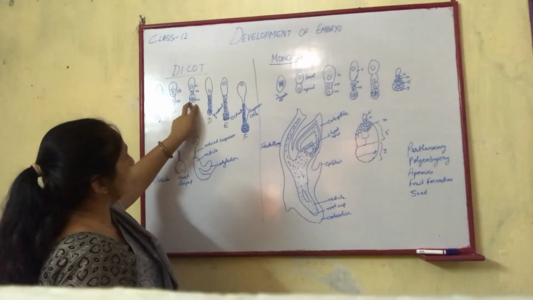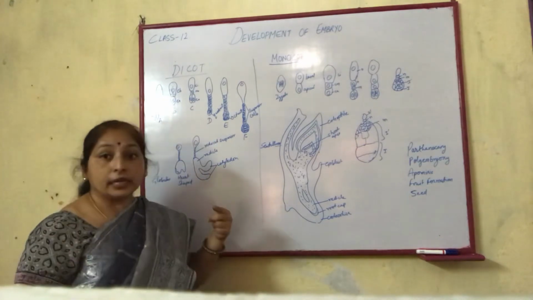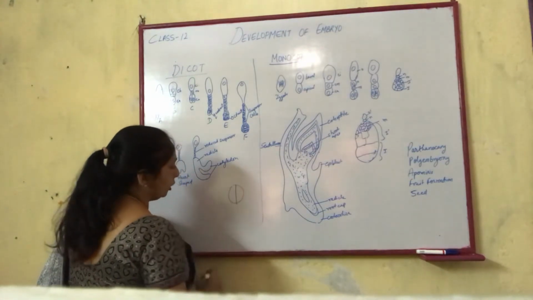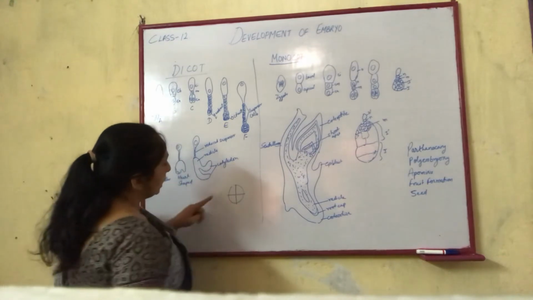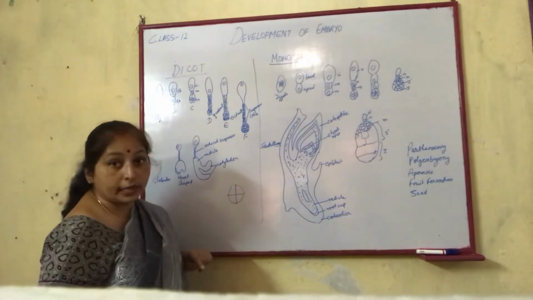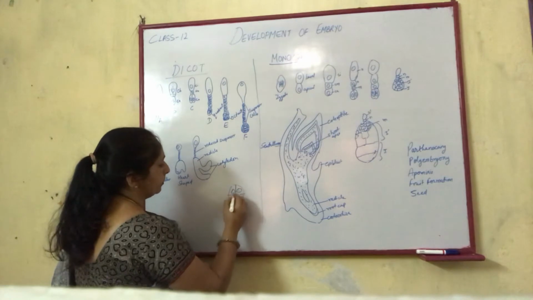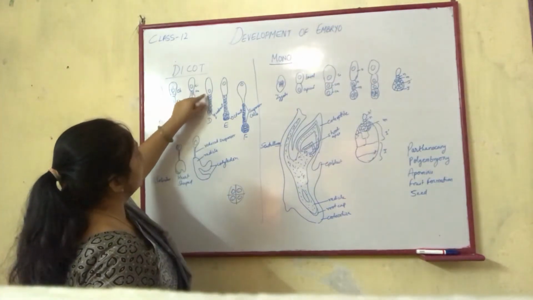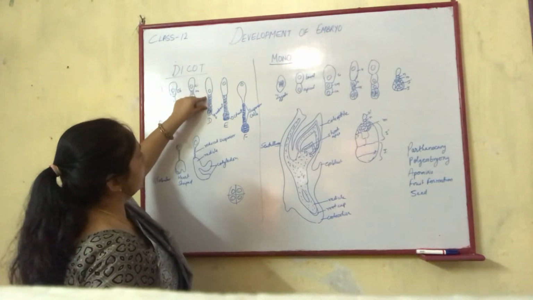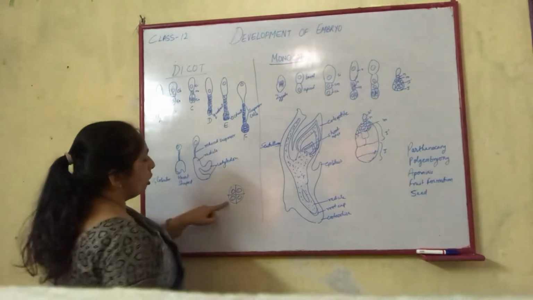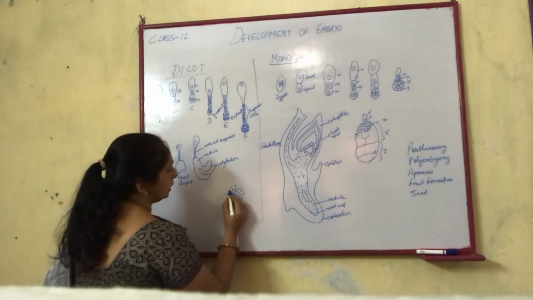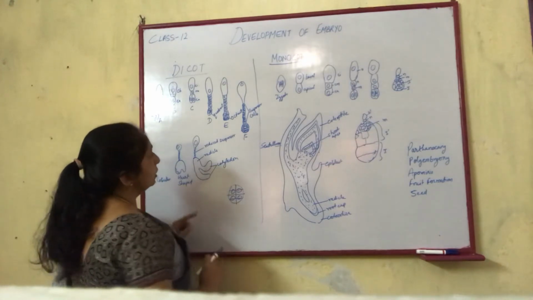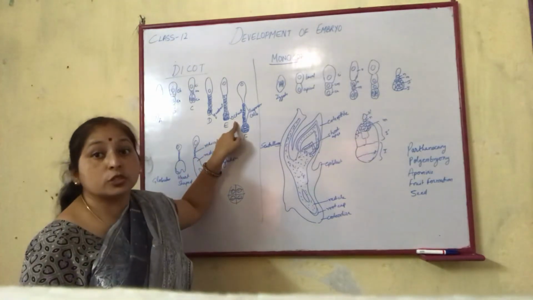The two cells in the apical cell again undergo a transverse division. First is the longitudinal and then a transverse. This results in the formation of a quadrant. The basal cells form the suspensor. Next, the quadrant undergoes again a transverse division, which results in the formation of 8 cells, which is the octant.